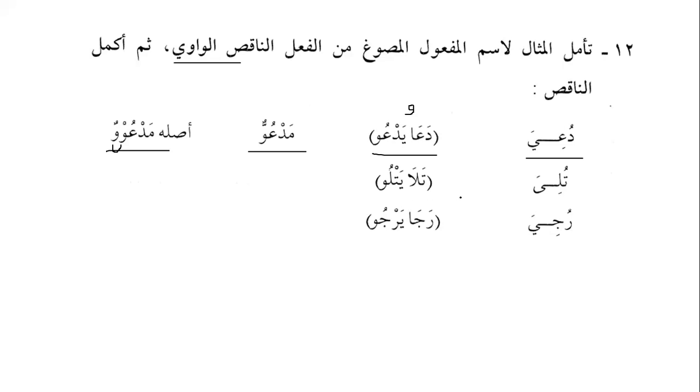Okay, tala yatlu, the real form is tuliya, the verb form. And what will be the derived form? Matluun. Matluun, excellent. And the original form is matluun. Okay. Raja yarju, rujiya, and the derived form will be marjuun, on the pattern of matluun. So marjuun, and then we have marjuun. So the waw gets dropped over here.